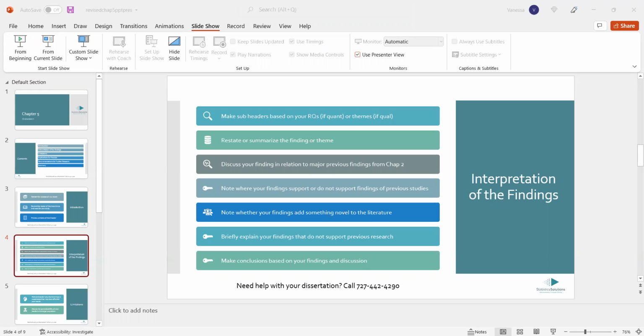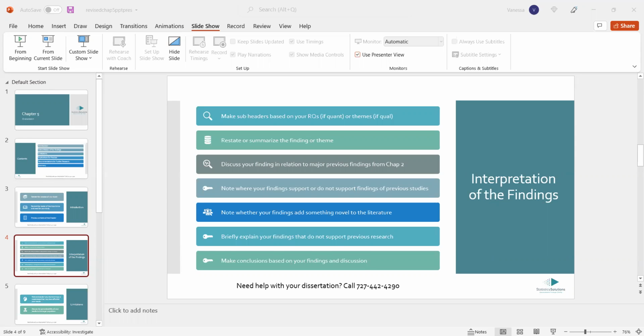But what you want to do here is lay out your findings. And a good way to organize this, let me back up just a tad, is to make subheaders. So organize this section based on, if your study is quantitative, use research questions as subheaders. If it's qualitative, you can use your themes as subheaders. You need to organize it because when you start talking about your findings in relation to previous literature, it's easy to get confused and mix things up. So this helps you as a writer to organize your material. It's also going to be reader friendly. So make subheaders, if it's quantitative based on your RQs, if it's qualitative based on your themes.